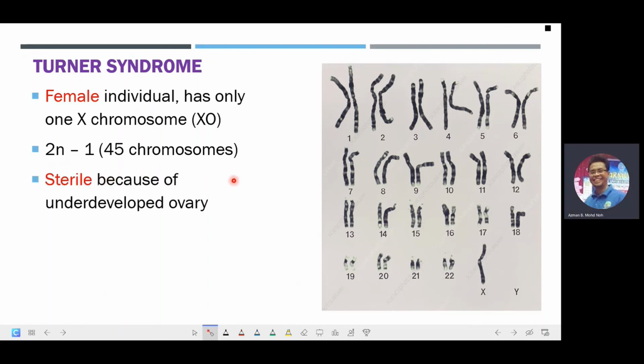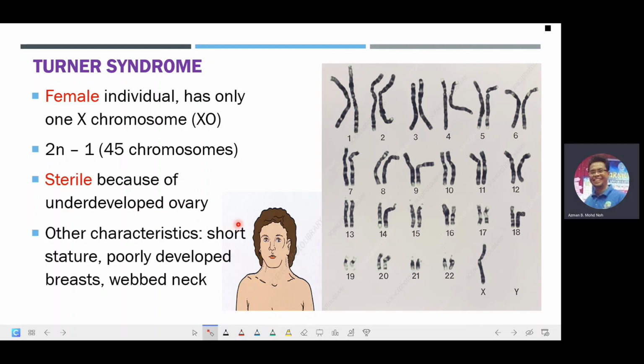This individual will be sterile because they will have underdeveloped ovaries. Other than that, this individual will be short, they will have poorly developed breasts, and they will have a webbed neck like this.